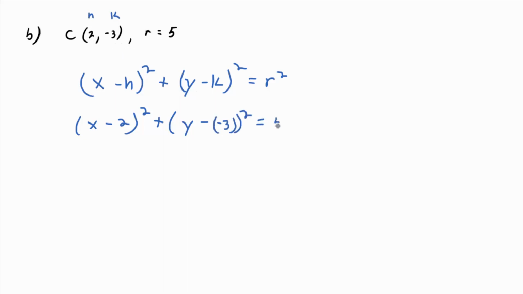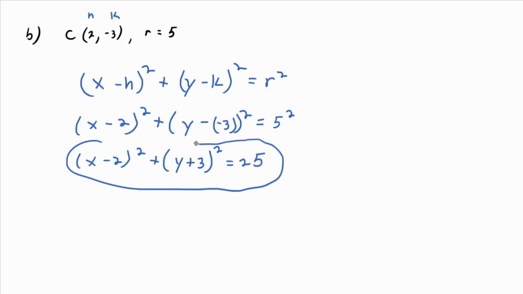equals 5, and then we square it, right? You're going to leave the answer like that? No, you're going to go (x minus 2) quantity squared plus, okay, y minus negative 3, y plus 3 quantity squared equals 25. There we go.